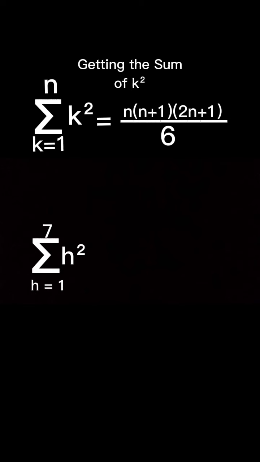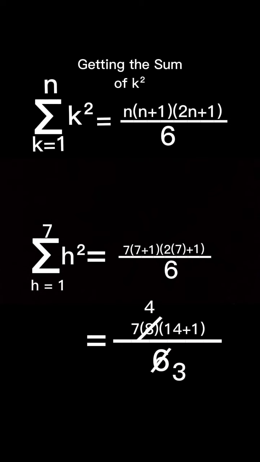Fourth is getting the sum of k squared. The sum of h squared as h goes from 1 to 7. 7 multiplied to 7 plus 1, and then 2 multiplied by 7 plus 1 all over 6. 7 plus 1 is equal to 8. 7 multiplied by 2 is 14. 8 and 6 have a common factor, which is 2. So 6 divided by 2 equals 3. Then 8 divided by 2 equals 4.